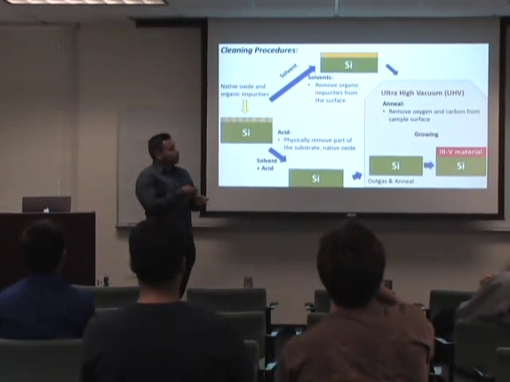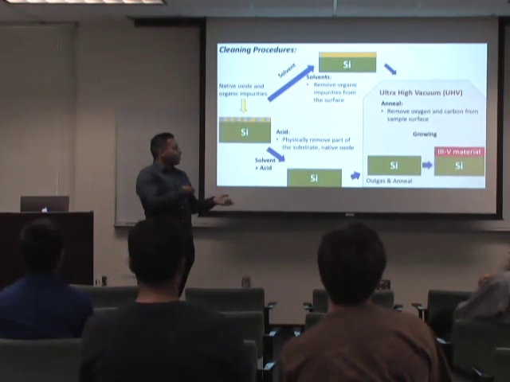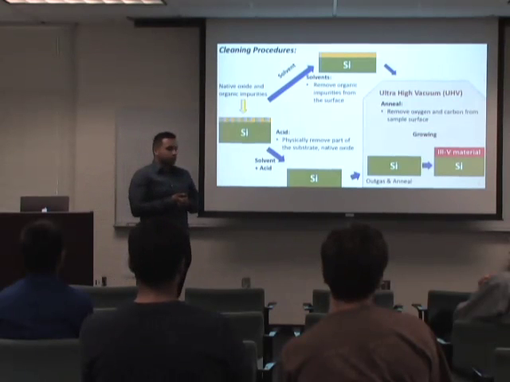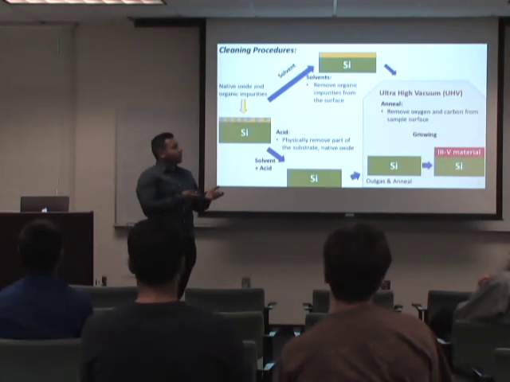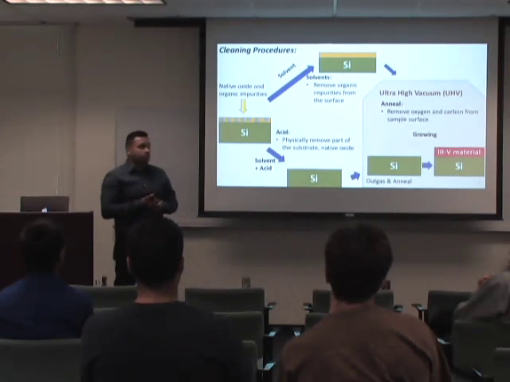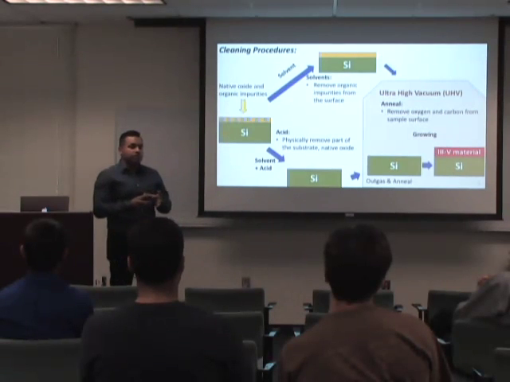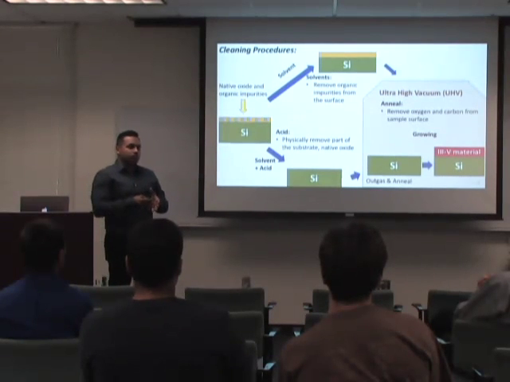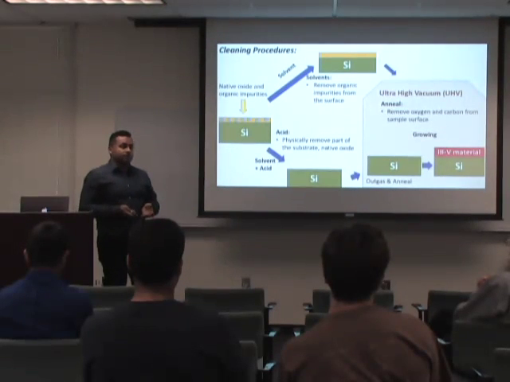And then we're going to introduce our sample to the ultra-high vacuum. If we use acid and solvent, we're actually going to physically remove part of the substrate, like the native oxide and organic impurities. And then we're going to introduce it to the ultra-high vacuum system. This ultra-high vacuum system is a sealed system with no air in there, so it's going to be able to remove all the contamination.